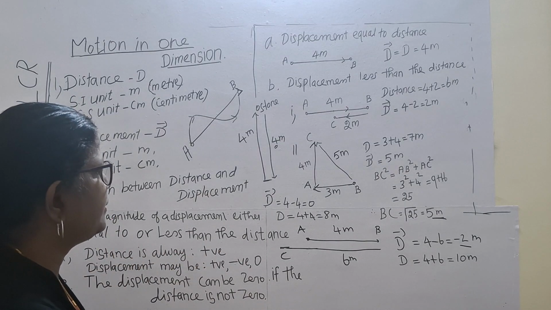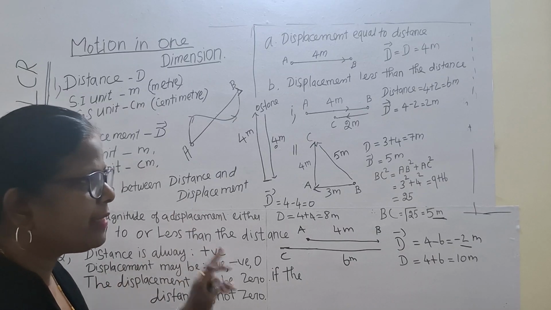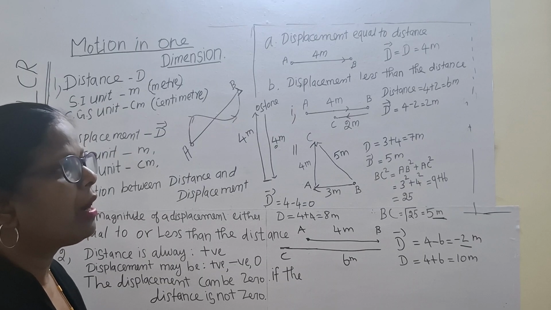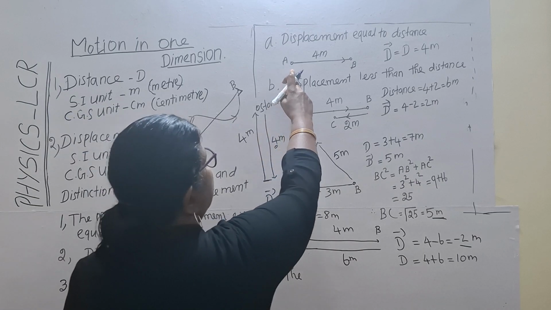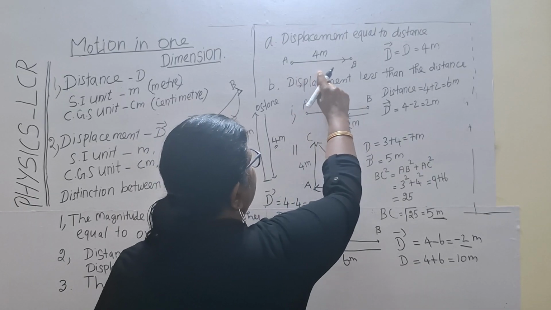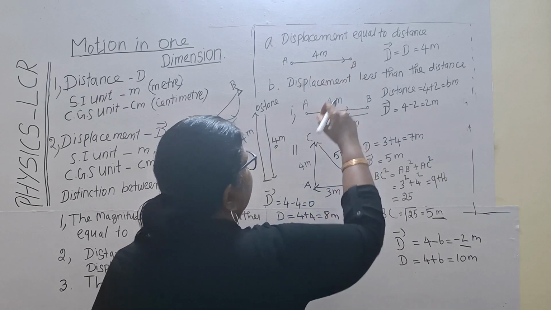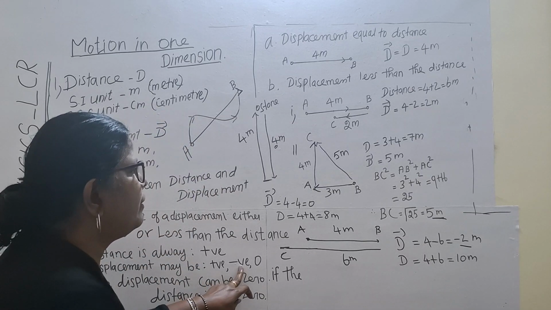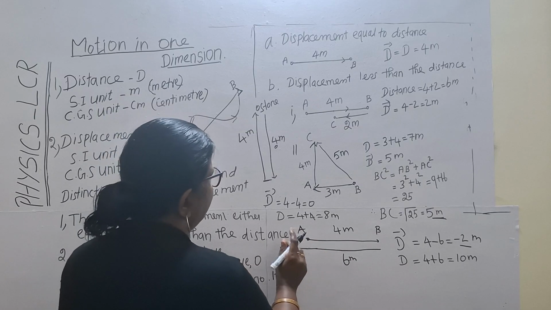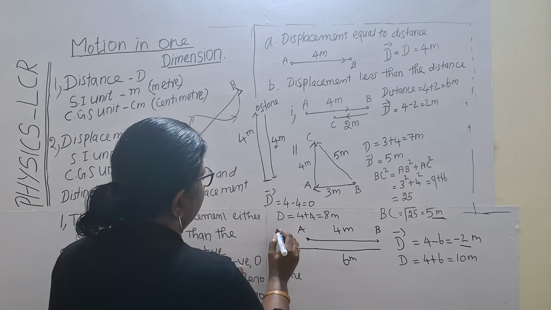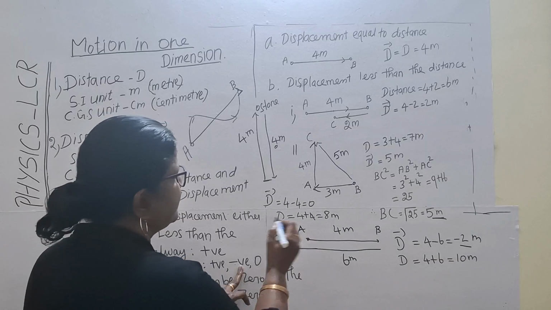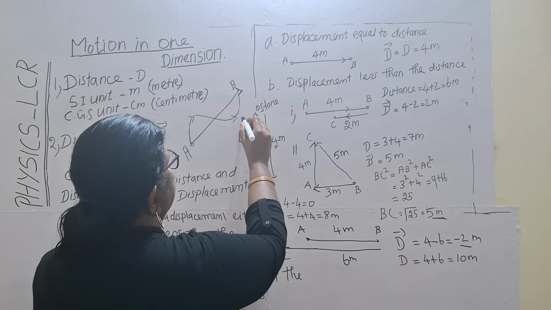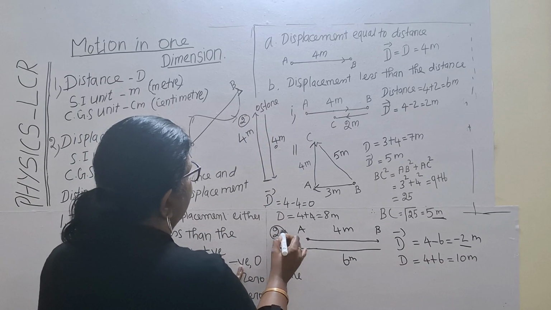Okay, this is the second point. Distance is always positive. Displacement may be positive, negative or 0. For a positive value, you can take this example of traveling A to B in one single particular direction. So it may be plus 4 meter. For negative, this is the example. This is also an example for the second point. Just note it down.